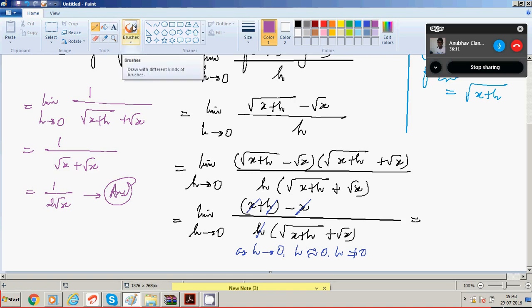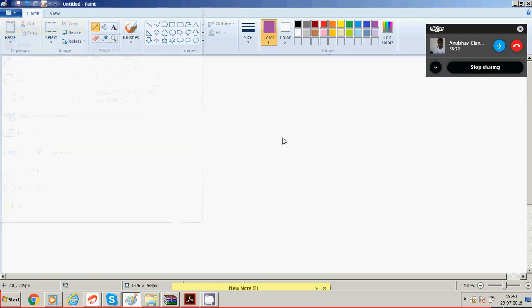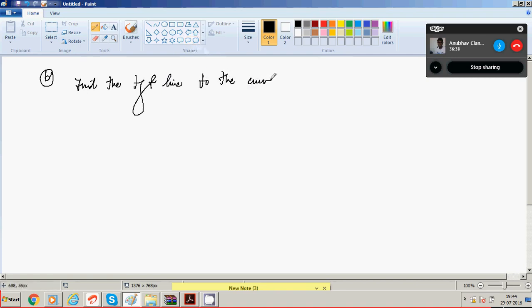There are several problems in your NCERT textbook of this type, that is why I am illustrating these. Part B of the same question is find the tangent line to the curve y equal to square root x at x equal to 4. So solution is very easy.